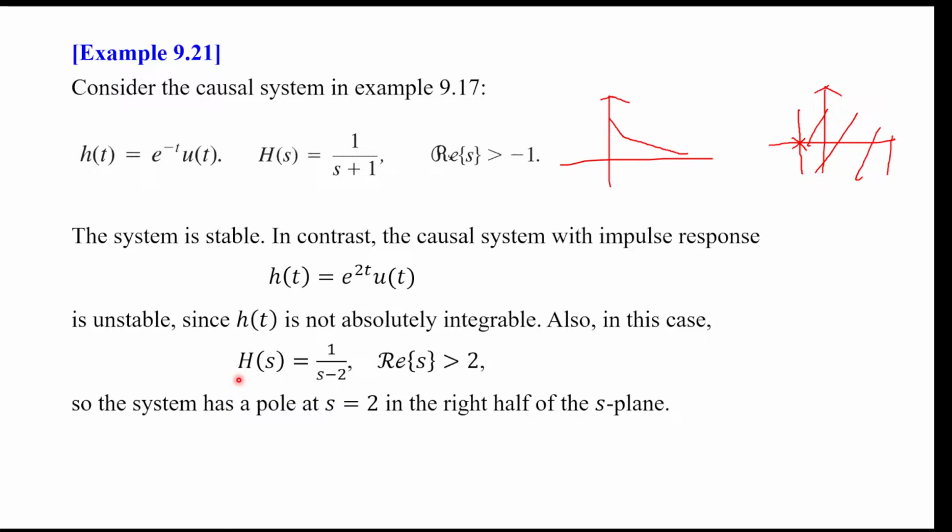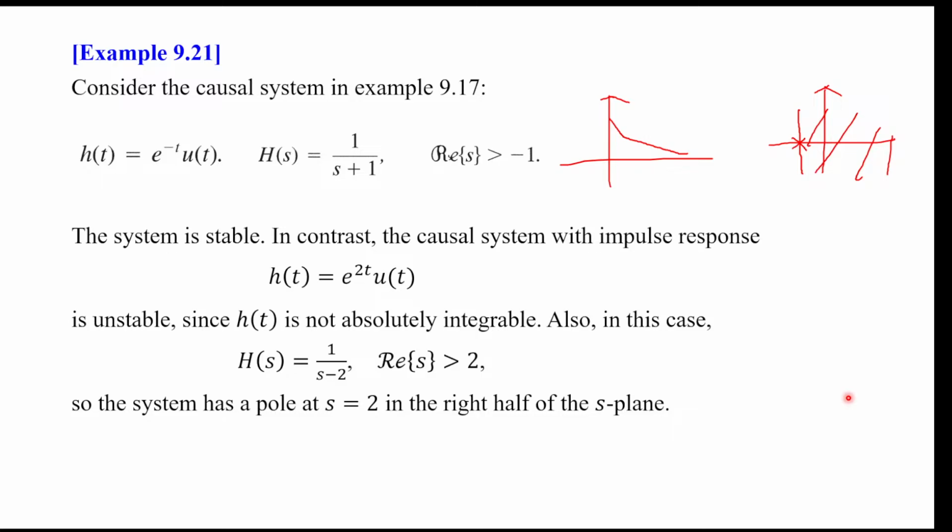Okay, and let's see more examples of this. Consider the system from the example we already saw, this exponential decay system. So h(t) equals e^(-t) u(t), and H(s) equals 1 over s plus 1, with ROC greater than minus 1. Okay. And so this is both causal and stable. And you see indeed this only pole at minus 1 is to the left of your jω axis.